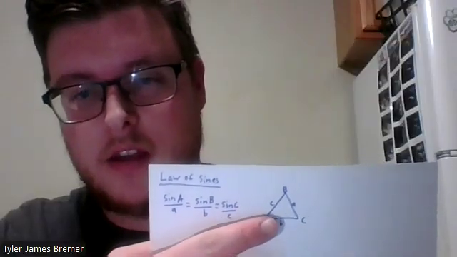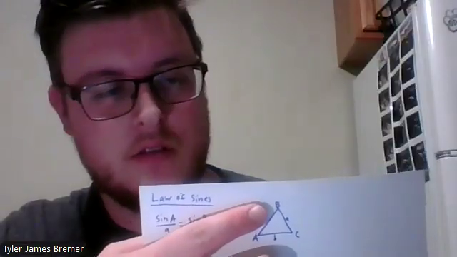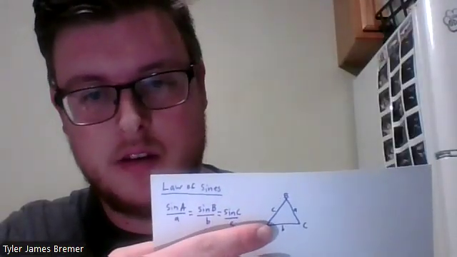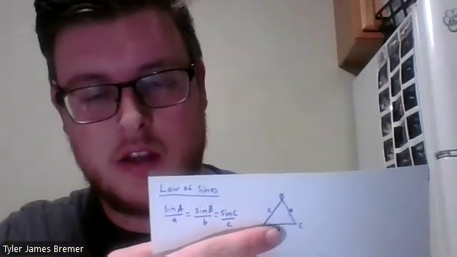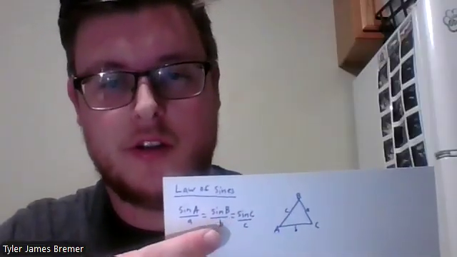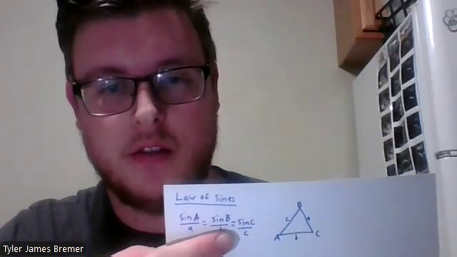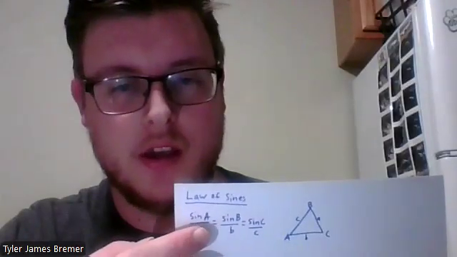angle A is opposite of side a, angle B is opposite of side b, and angle C is opposite of side c. So the small letters here would be the sides, and the big uppercase letters would be the angles. Okay, we'll start with a problem here.